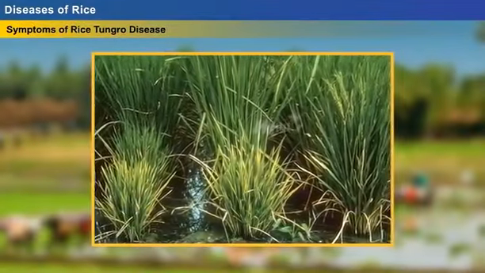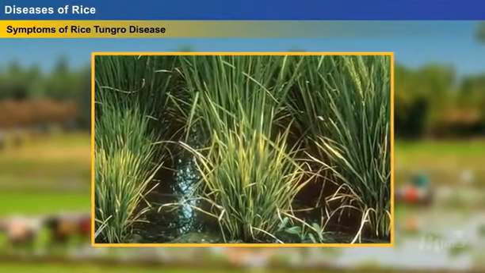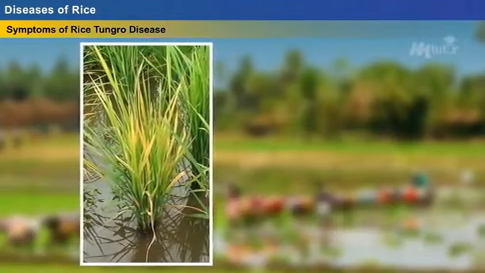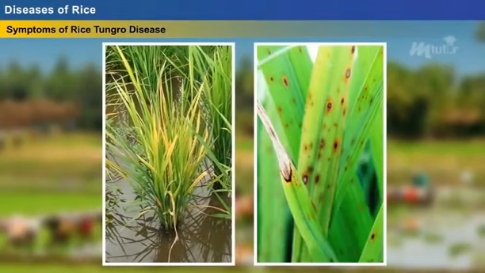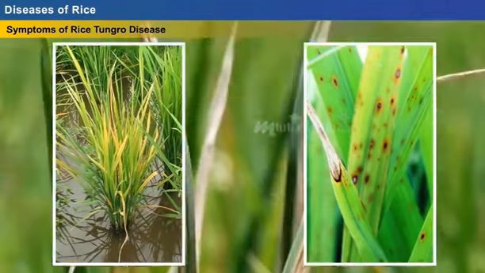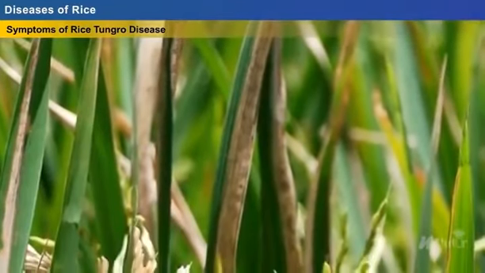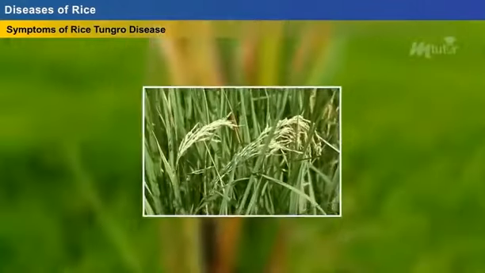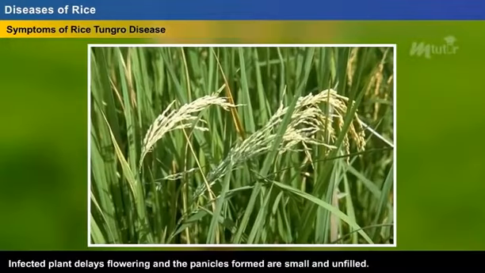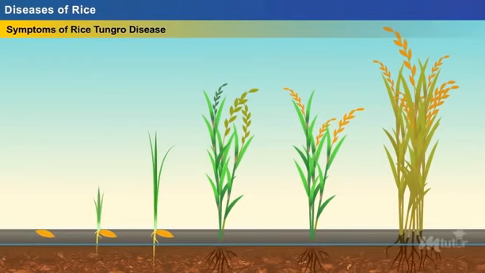Symptoms of rice tungro disease. The infected plants show stunted or reduced tillering. The leaves turn yellow or orange-yellowish in color and may also develop rust-colored spots. The discoloration starts from the leaf tip and extends down to the blade and to the lower portion of the leaf. Infected plants delay flowering, and the panicles formed are small and unfilled or may have discolored grains. These viruses can affect the rice plant at any growth stage, particularly during the vegetative stage.